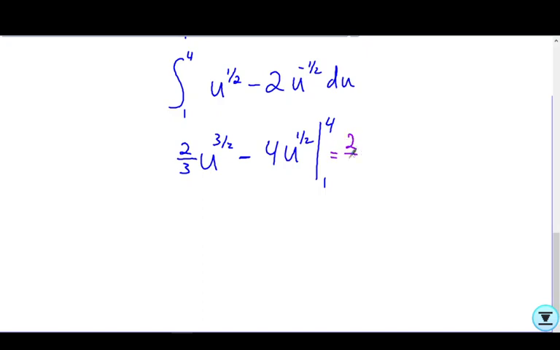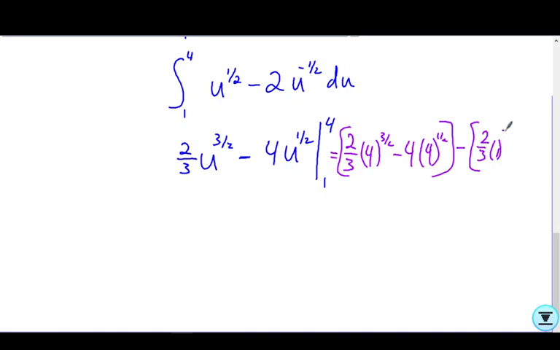All right, so we plug in our upper limit. So we get 2/3 times 4 to the 3/2 power, minus 4 times 4 to the 1/2 power, minus, and this is going to be 2/3 times 1 to the 3/2 minus 4 times 1 to the 1/2. All right.